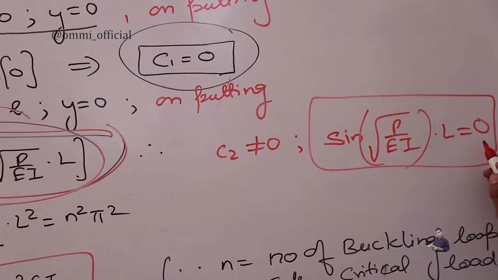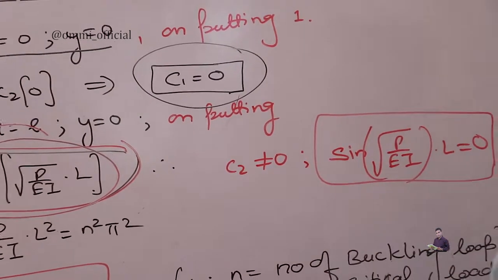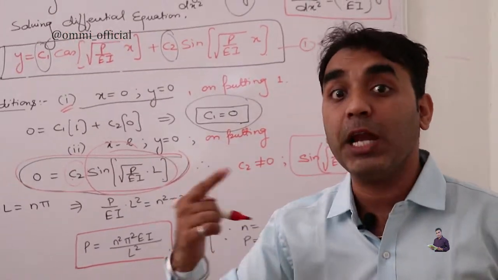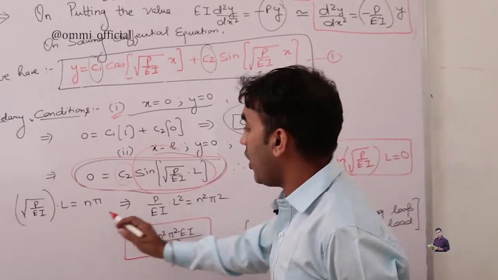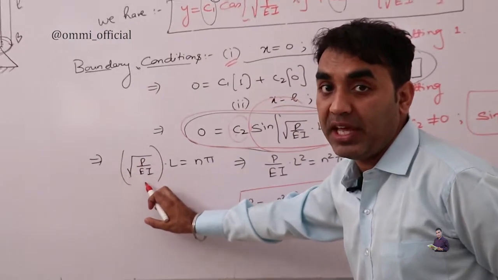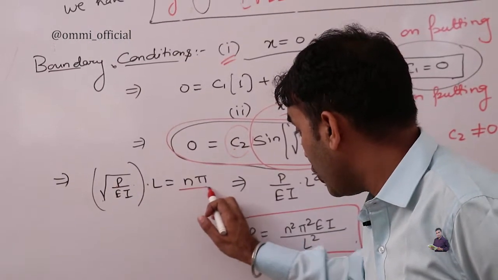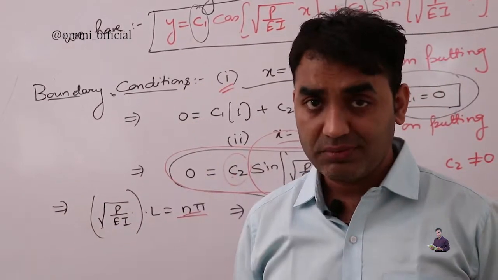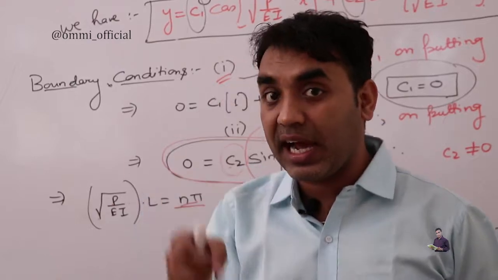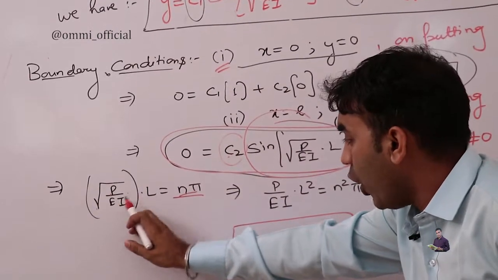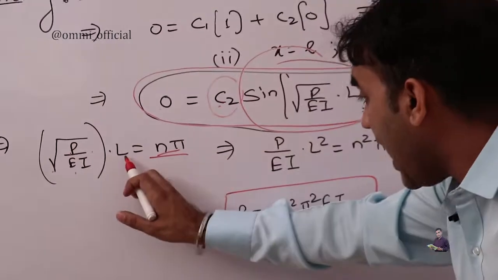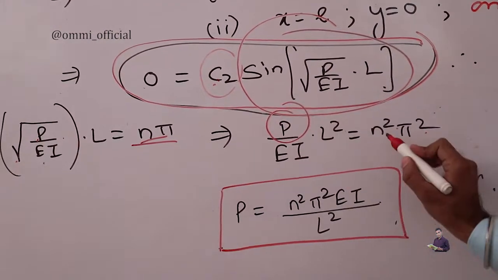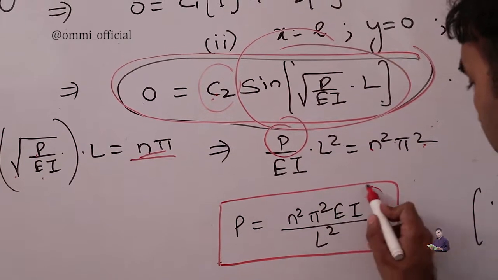And we know that the sine value becomes 0 when the angle is n pi. So solving it, under root of P upon EI into L should be equal to n pi. Now if someone asks what P is, it is the critical load, the load which produces that desired effect. So on squaring, P upon EI into L squared equals n squared pi squared. If we make P the subject, P equals n squared pi squared EI upon L squared.